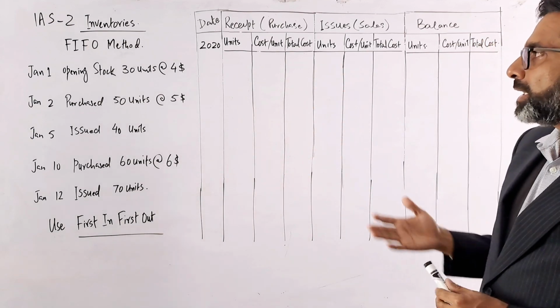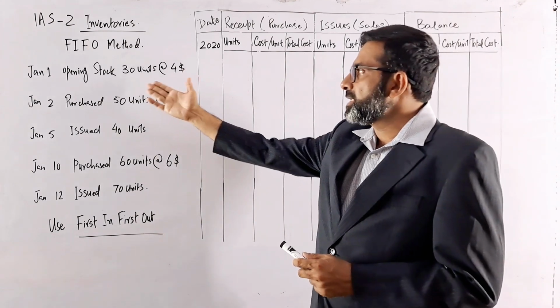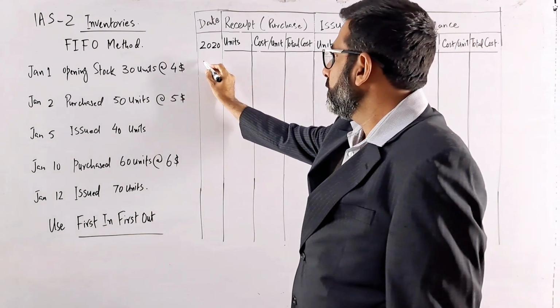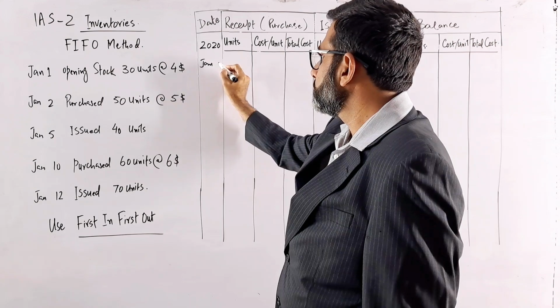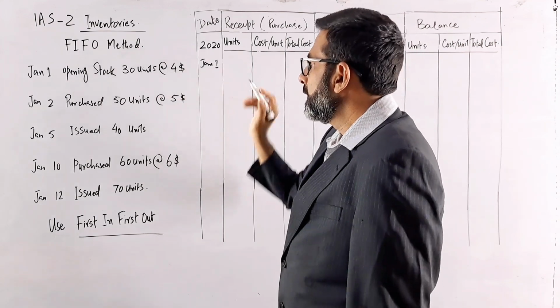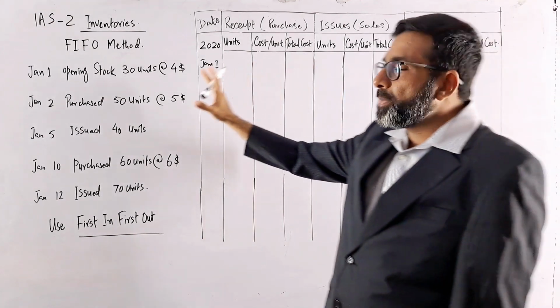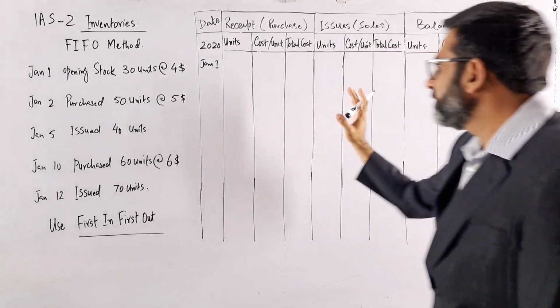We just start with the first in, first out method. It's the very basic one. We have 30 units. The date, obviously we will write here the January 1st. They have units, and obviously it is not a receipt, it is not an issue, it is what? It is the opening stock or the opening balance. So we will write it here.